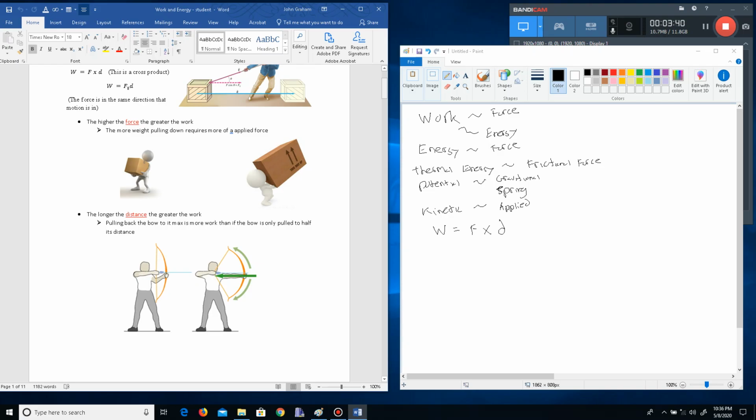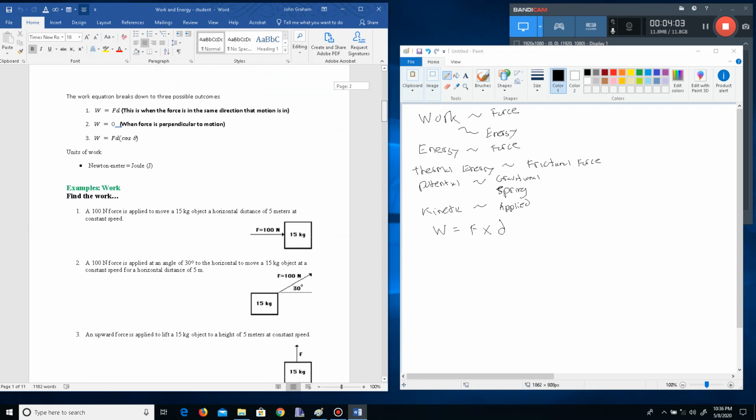This person, the farther they pull it back, the more energy they're putting into this, and so it's going to use that energy and use that work done to shoot out and go a lot farther, and have more energy to go a lot farther and move a lot faster. Right.